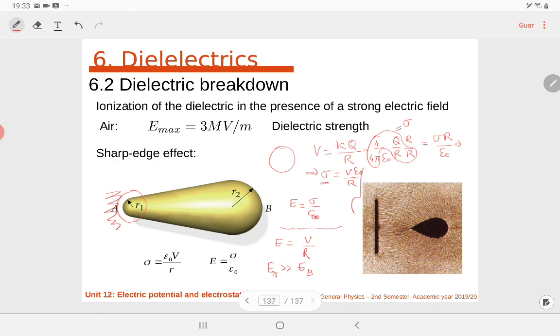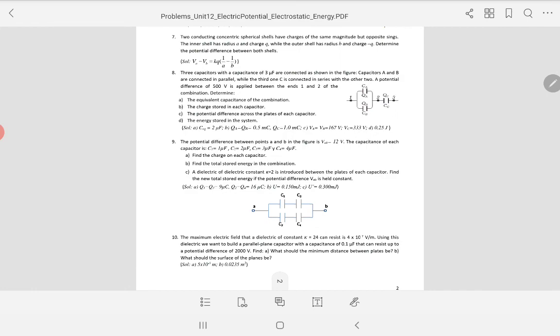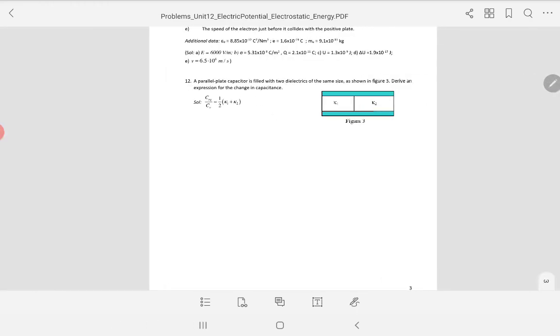Before finishing this video, I would like to show you the problems you can solve, which is all of them right now. With this dielectric, the effect of the dielectric comes into play in problems 9, 10, and 12.